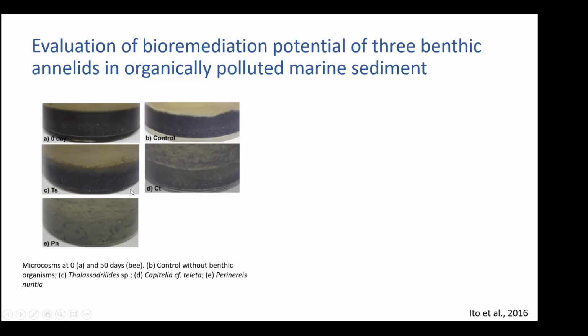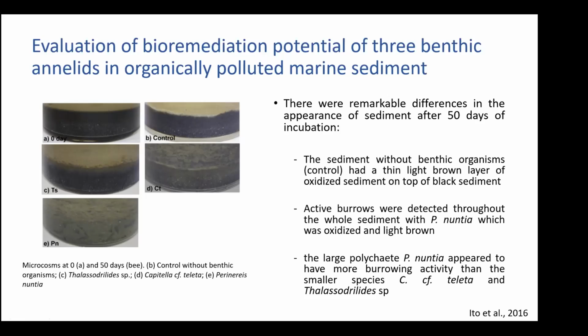Here in the sediments exposed to annelids, you can see in image C some burrows, but in the last one, figure E, we saw that this polychaete, Perinereis nuntia, has a higher irrigation. Here you can see more burrows, and also the sediment is more homogeneous. The 3 studied species had different sizes. Thalassodrilides and Capitella teleta are smaller species, and Perinereis is a larger one, and as you can see, it is more efficient at remobilizing the sediment.